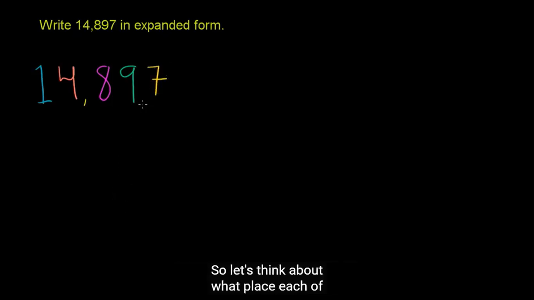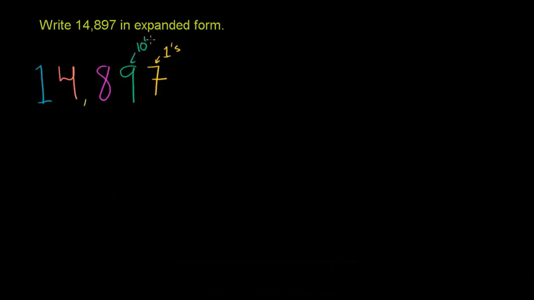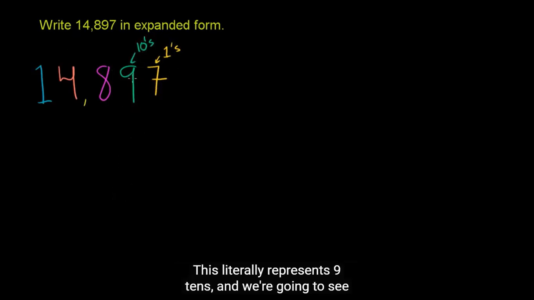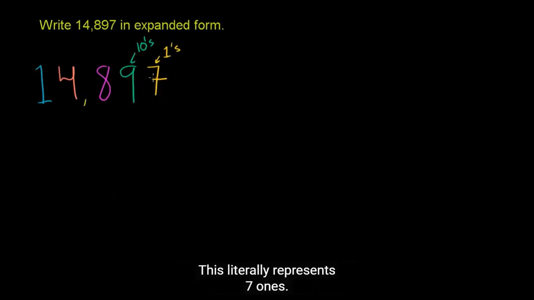So let's think about what place each of these digits are in. The 7 is in the ones place. The 9 is in the tens place. This literally represents 9 tens, and we're going to see this in a second. This literally represents 7 ones.